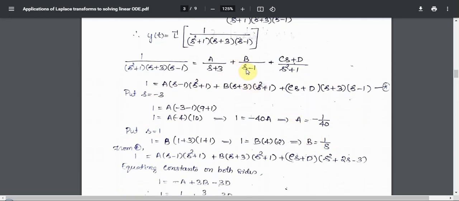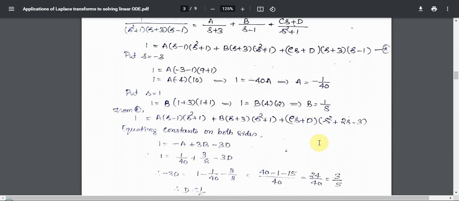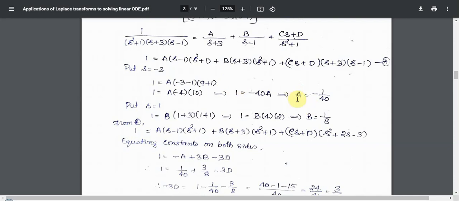Then we make the next term 0. So I will put s as equal to 1. So s minus 1 will be 0. Only this will remain. So 1 is equal to B into, s is put as 1, 1 plus 3 into 1 plus 1, which I can simplify, and I will get the value of B as 1 by 8. Now, this term cannot be made equal to 0. Anything square plus 1 won't be equal to 0. I have already found out A and B.